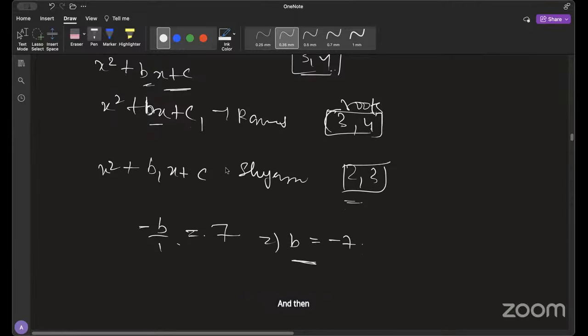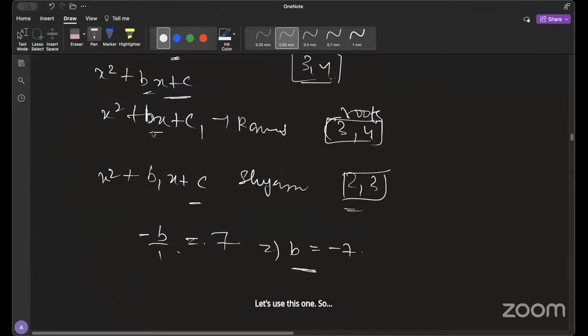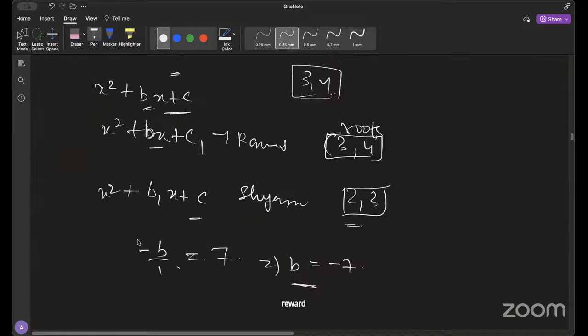And then for c, let's use this one. So we're using b, we're not using the c by a equation here. We got 7, ma'am. Sorry, what? How we got the 7?